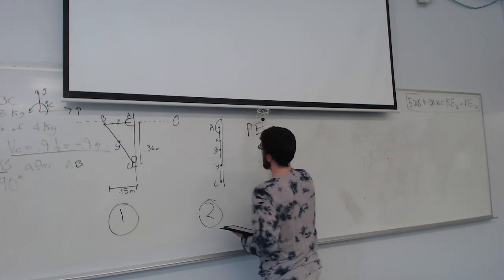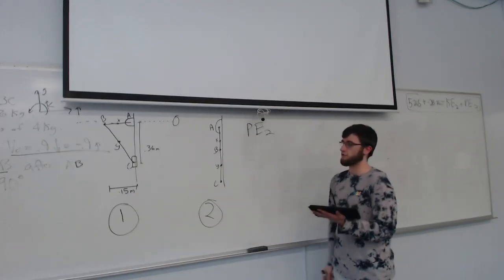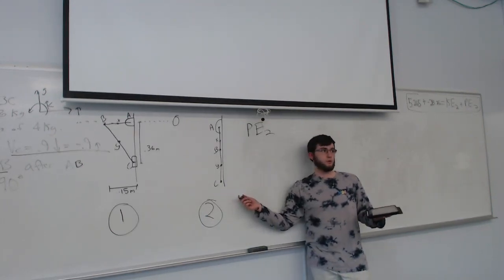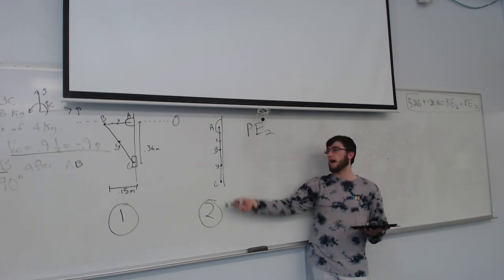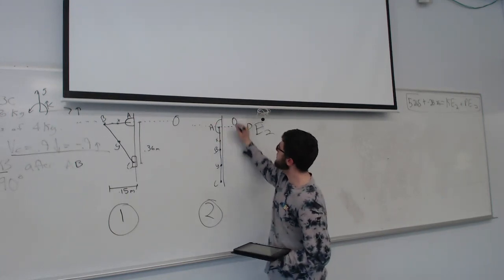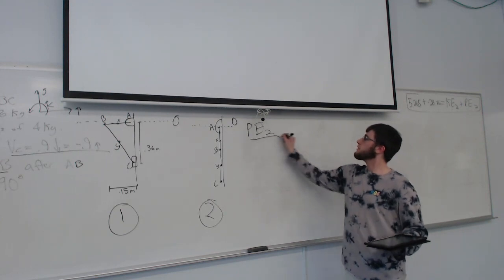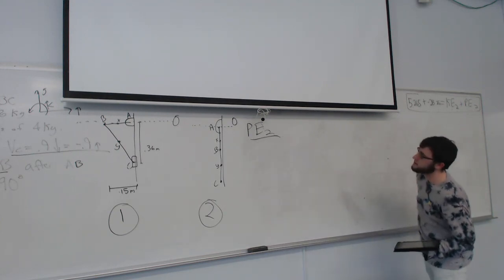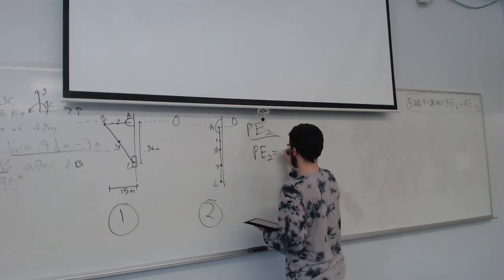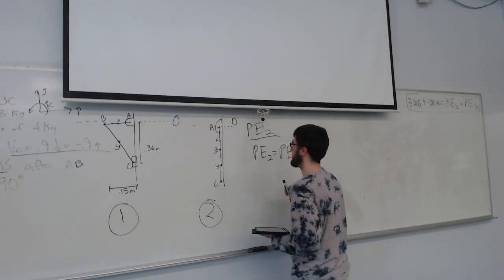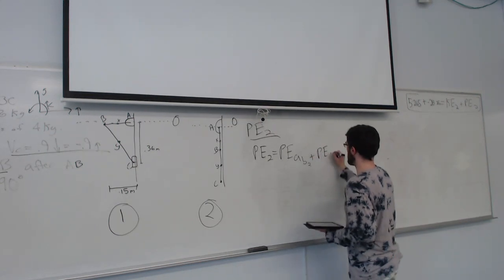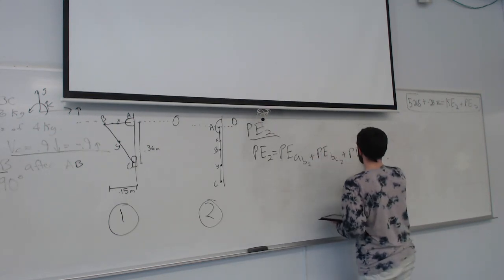Potential energy at 2. So this entire class so far, we've been looking at this system. Now we're at state 2, where the bar has rotated 90 degrees, so now our system's like this. And my 0 point is still right here. So now trying to solve for that. So potential energy of 2 is equal to the potential energy of AB at 2 plus potential energy BC at 2 plus potential energy C at 2.